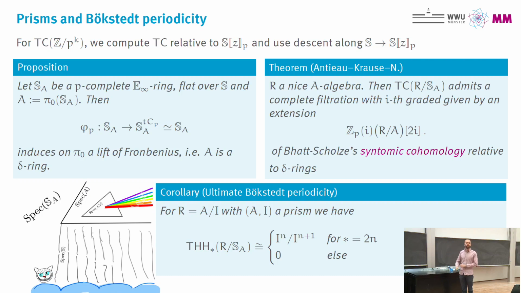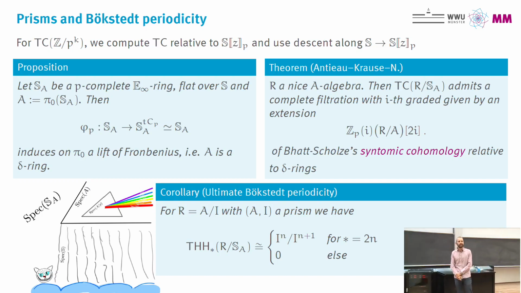And for example, if SA is the p-complete sphere, then pi naught is the p-adics. You let the ideal be generated by p, then the ring is F_p. This is how this generalizes Bökstedt periodicity. But as I say, it's much more general, and this is my picture. I mean, we call such an object a spectral prism. This is my picture of a spectral prism. So somehow the horizontal axis is the fluffy direction, the upper top is an ordinary prism.